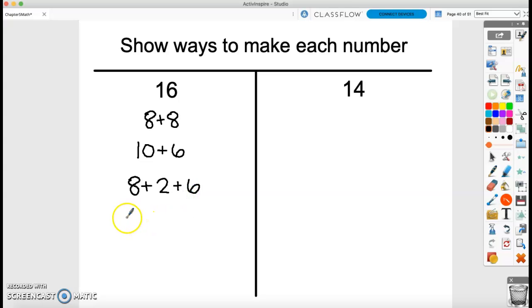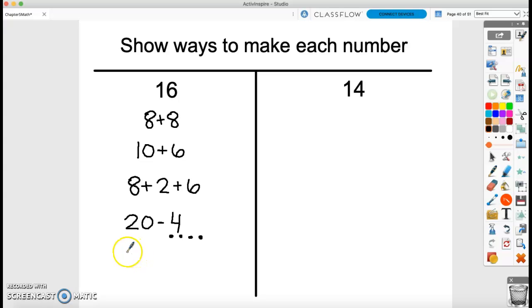Let's see, if I started at 20, and we're going to have to subtract. Let's count how many we have to subtract. So 20, count backwards, 19, 18, 17, 16. So I have 1, 2, 3, 4. So 20 minus 4. Let's try one more.